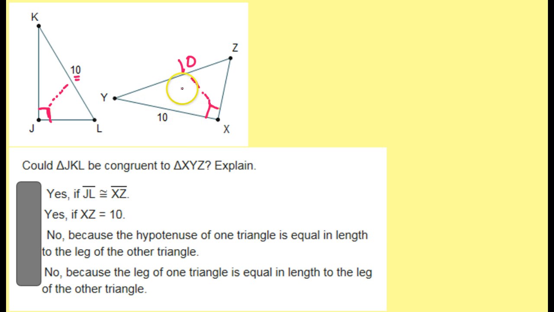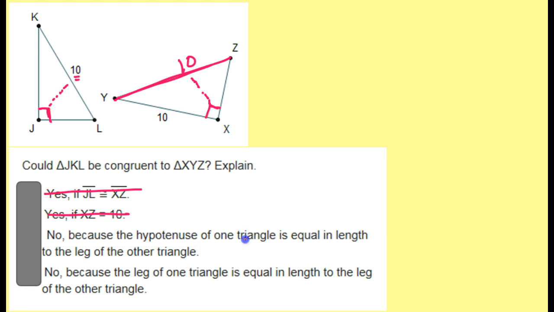And there's no way that you could have a 10 here and a 10 here. The 90-degree angle is the biggest angle in a triangle, so the hypotenuse has to be the biggest side. The hypotenuse and another side can't both be 10. 10 has to be the biggest. So this wouldn't make sense. You could not have a 10 here, and you would have to have the 10 here to be congruent to the other one. So the answer is no. So we know it's not going to be any of these yeses.